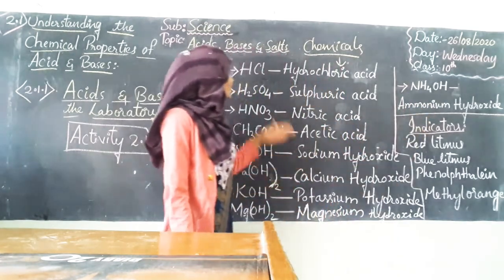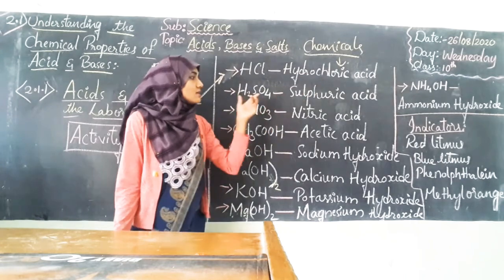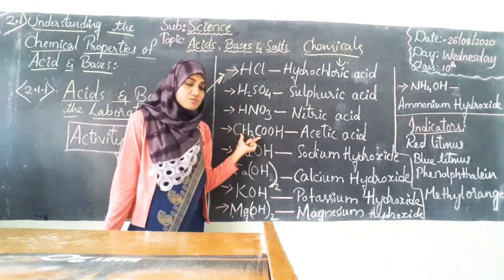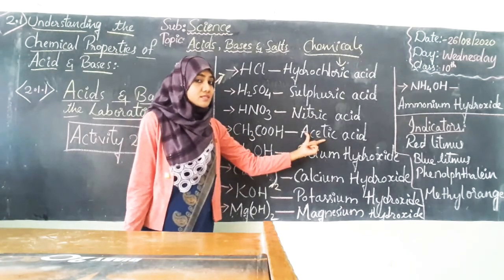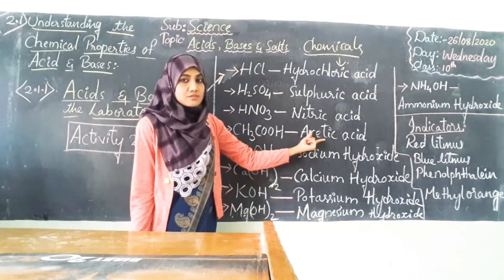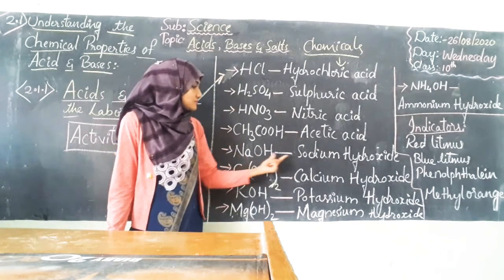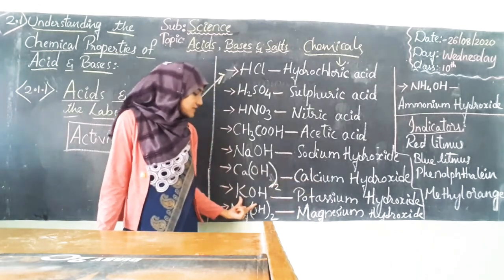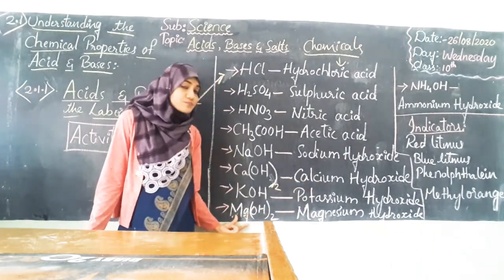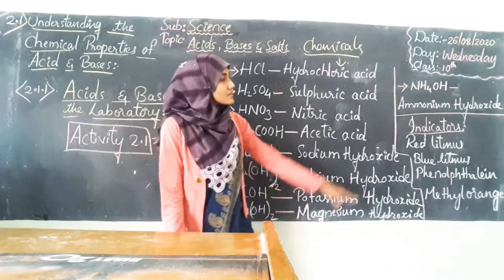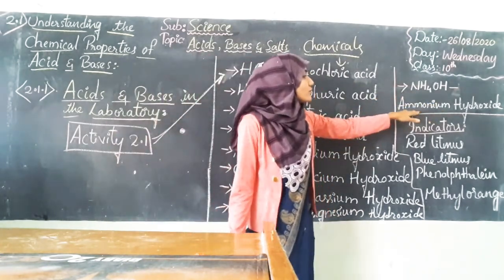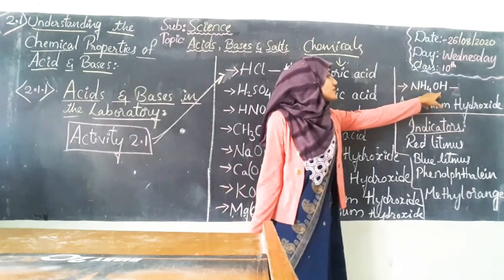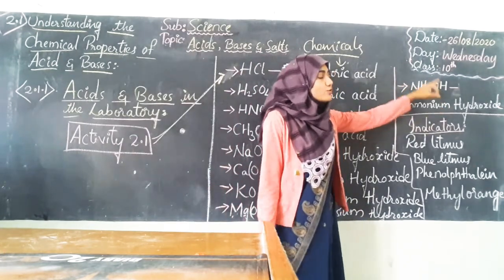Once again I will repeat it. HCl, hydrochloric acid, H2SO4, sulfuric acid, HNO3, nitric acid, CH3COOH, acetic acid. This acetic acid is also known as vinegar in our general language. Then NaOH, sodium hydroxide, Ca(OH)2, calcium hydroxide, KOH, potassium hydroxide, Mg(OH)2, magnesium hydroxide, and NH4OH, ammonium hydroxide. NH4 is ammonia, and if we add the OH group, it becomes ammonium hydroxide. So these are the chemicals.